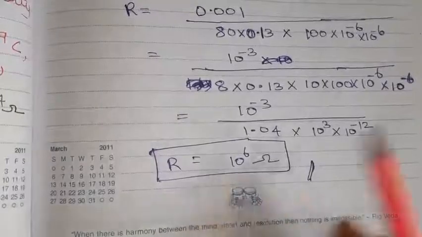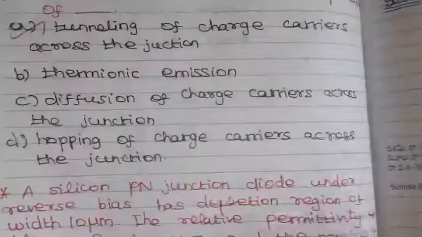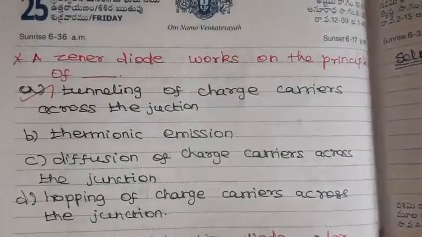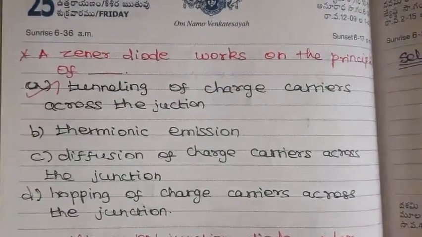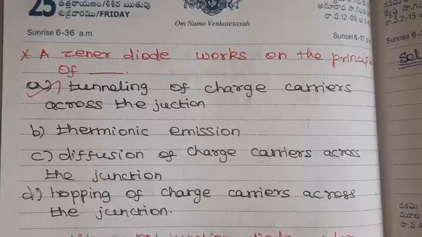The resistance of the bar is nothing but 10 power 6 ohms. Option A is the right option. All problems, as I told earlier, are based on direct substitution of the formula. So when we are aware of all the formulas, we can easily solve the problems.